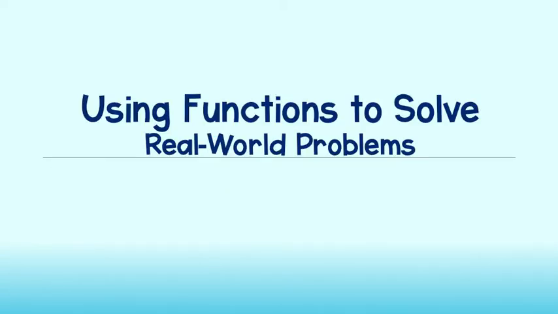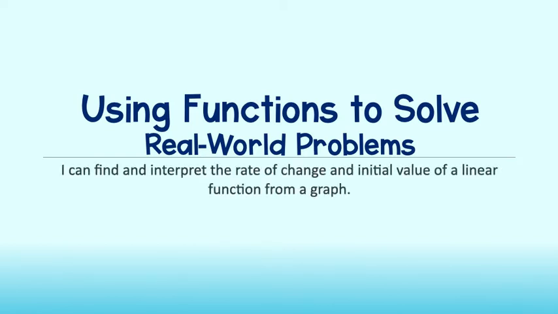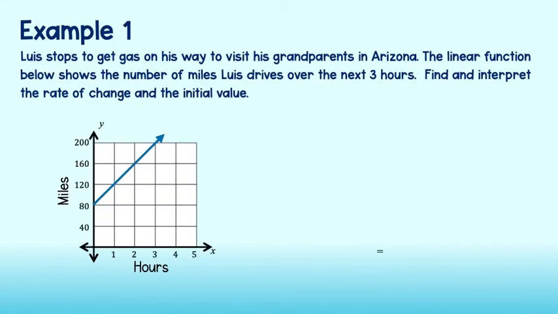Hi there. After this lesson, you should be able to find and interpret the rate of change and initial value of a linear function from a graph. Let's take a look at an example. Lewis is going to visit his grandparents in Arizona. The linear function below shows the number of miles Lewis drives over a period of 5 hours. Find and interpret the rate of change and initial value.